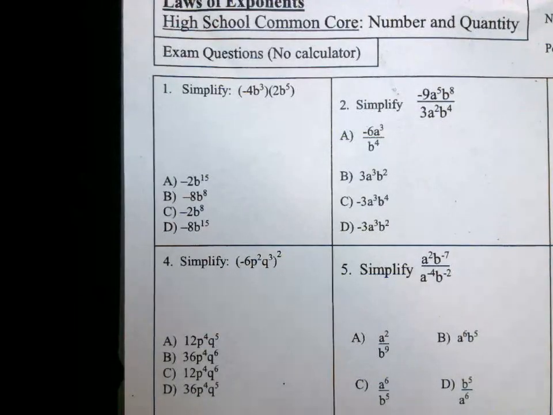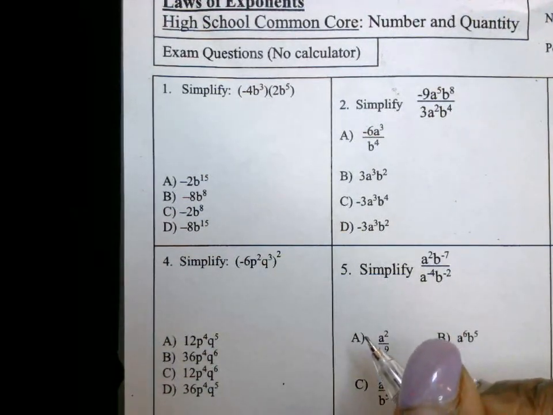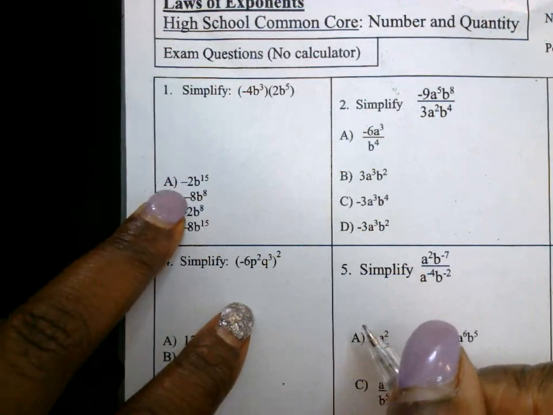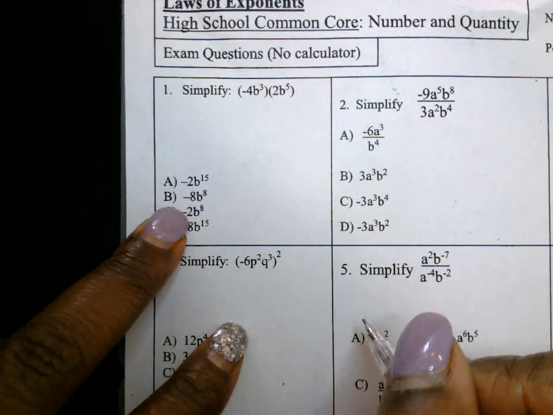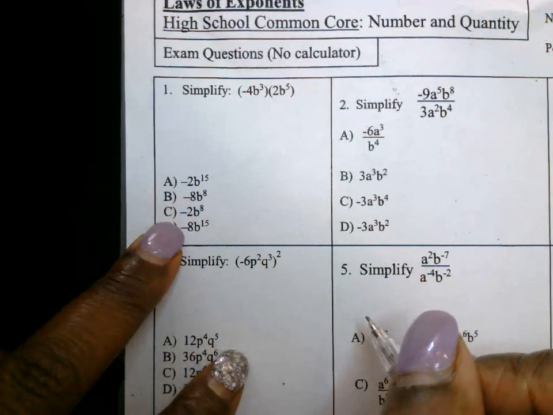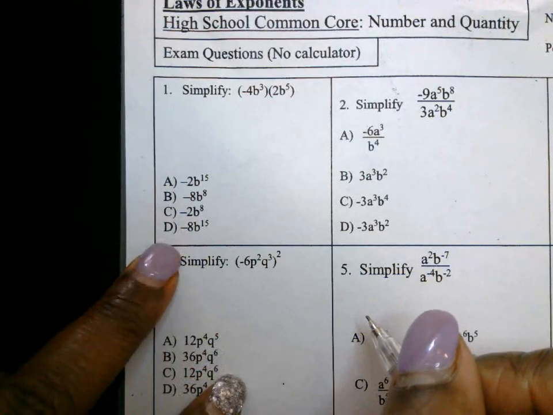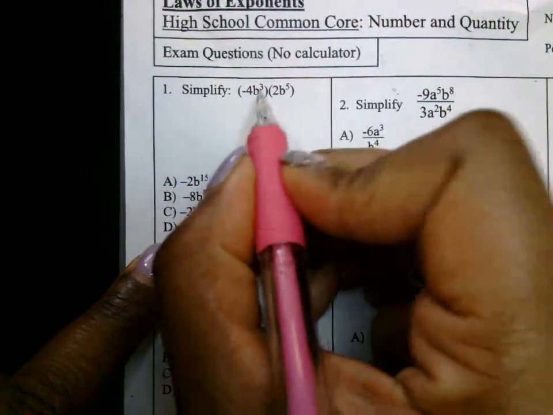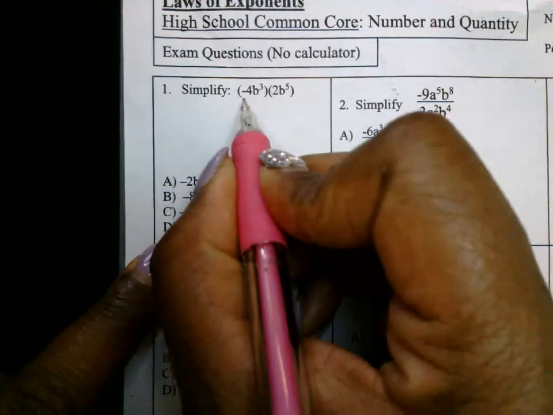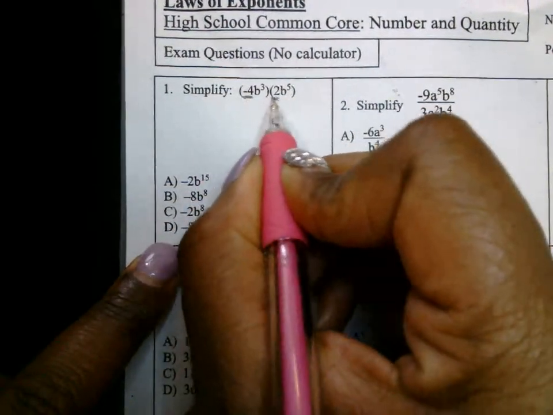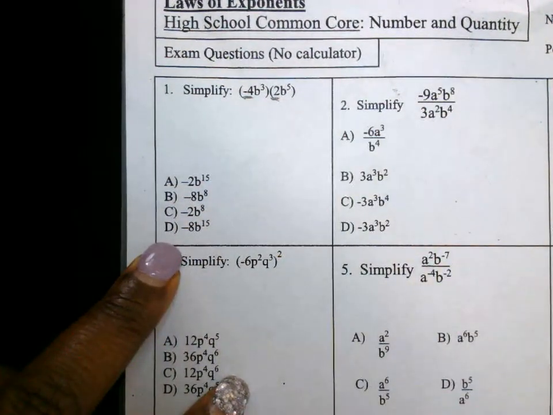All right, what answer did we choose here? What answer did we choose for number 1? D. Raise your hand for A. Raise your hand for B. Raise your hand for C. Raise your hand for D. All right, so let's multiply the numbers together first. So we got -4 times 2. What's -4 times 2?